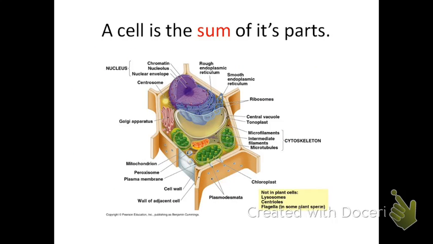Well, a cell is really just a sum of its parts. So it's the basic unit of life when all the parts work together to make life possible. So without all these different structures working together, then the cell's not going to function correctly. So this is the reason that we say a cell is the sum of its parts.